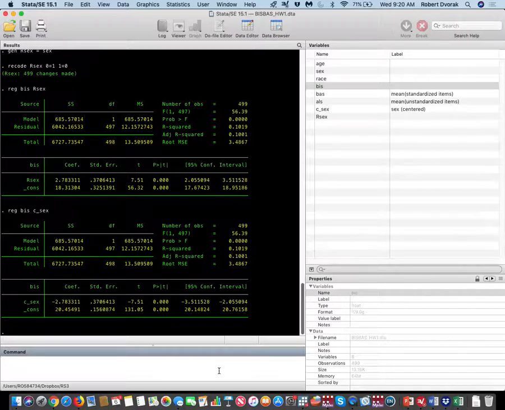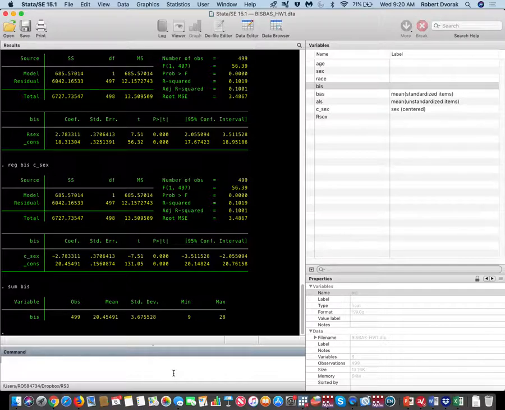Remember, in a regression equation, you're multiplying a coefficient times a mean, right? And we made the mean of sex what? Less by 0.5. We made it 0. We centered it, so the mean is actually 0 at this point. And so the coefficient is going to be minus 2.783311 times 0, plus the average age in the data set as a whole, which is 20.45491. So if we go sum, just BIS, 20.45491.